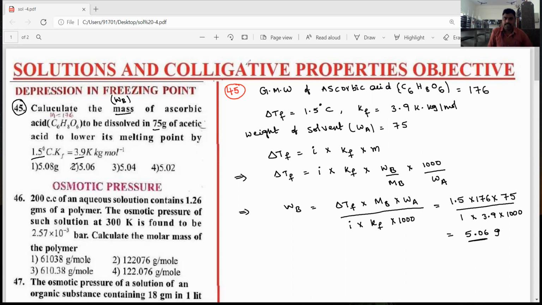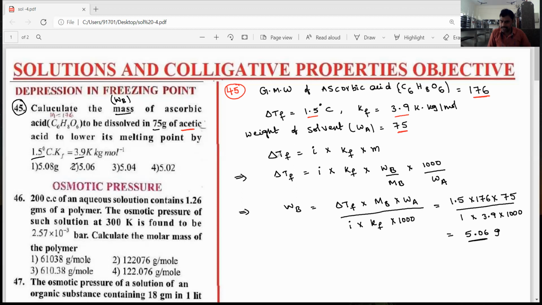Okay, dear students, let's listen carefully. In the given data, you have to write the gram molecular weight of ascorbic acid. The molecular formula they gave is C6H8O6. Its gram molecular weight is 176. The depression of freezing point delta TF is 1.5 degrees Celsius, and the Kf value is 3.9. The weight of solvent, here the solvent is acetic acid, is 75. Then we need to find out the mass or weight of solute.